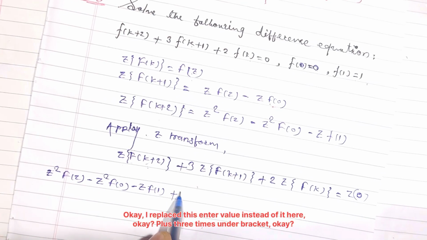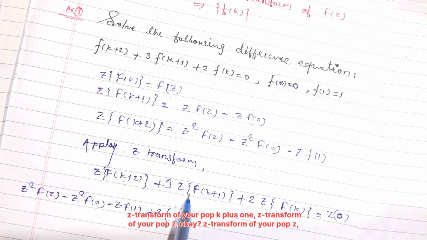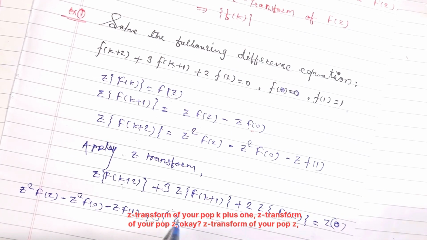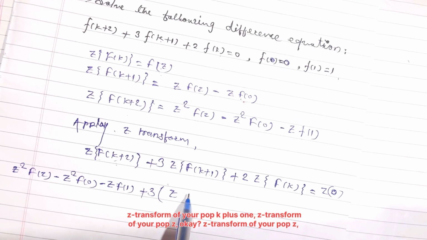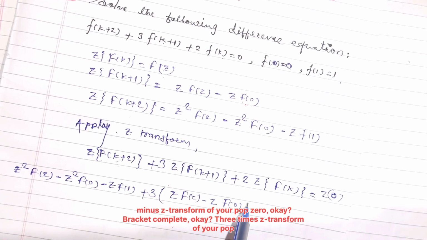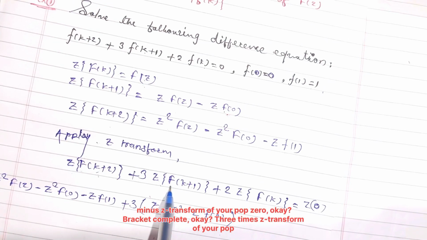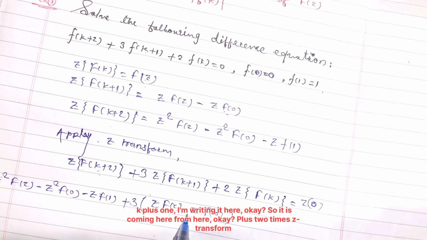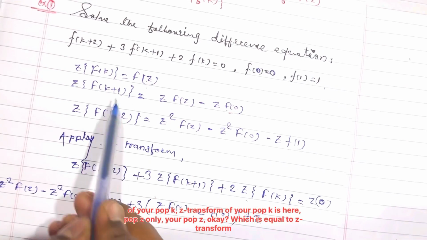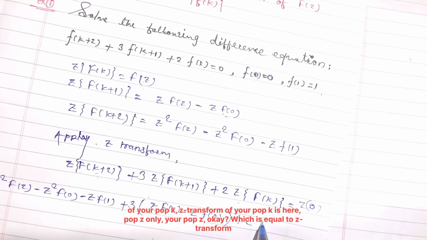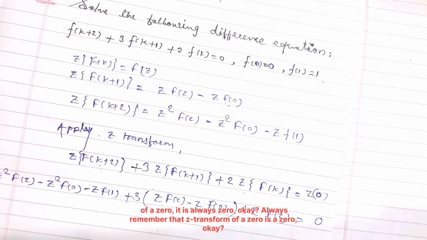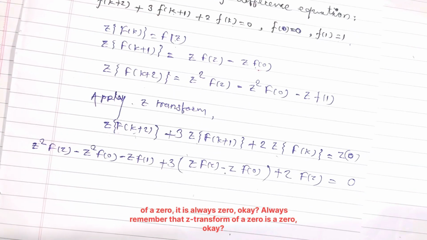Plus 3 times, under bracket, Z transform of f of k plus 1, which is Z f of Z minus Z f of 0. Bracket complete. I am writing 3 times Z transform of f of k plus 1 here, so it is coming from here. Plus 2 times Z transform of f of k; Z transform of f of k is f of Z only, which is equal to Z transform of 0. It is always 0. Always remember that Z transform of 0 is 0.